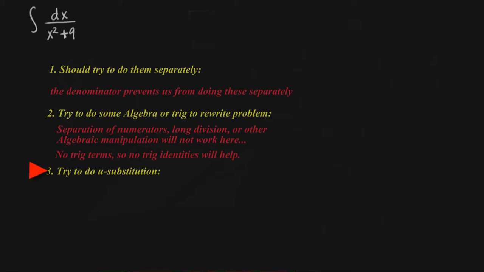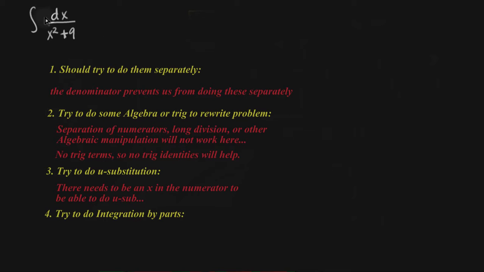Next, we should try u substitution. In u sub, we need one part to be u and derive it to get the other part of the problem. So if I let u equal the more complex expression, the du is 2x, and I would need an x on top to do u substitution. Clearly we don't have an x there, so no u sub possible. Then we try integration by parts. In this case, the only thing you could really do is let dv equal dx, and then your u would be x squared plus 9.